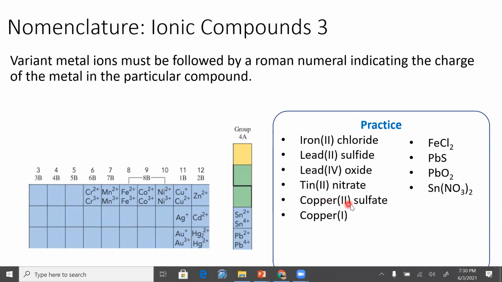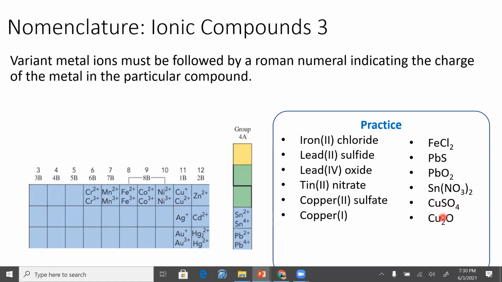All right, how about copper 2 sulfate? Sulfate is SO4 -2. So what would copper 2 sulfate be? All right, so the 2 from the copper comes down here. The 2 from the sulfate comes down here, but we can simplify those 2's. They're always going to be the simplest ratio.